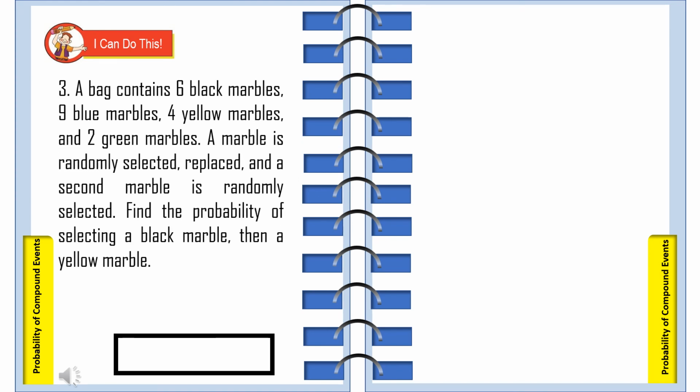Okay, for our problem number 3, a bag contains 6 black marbles, 9 blue marbles, 4 yellow marbles, and 2 green marbles. A marble is randomly selected, replaced, and a second marble is randomly selected. Find the probability of selecting a black marble, then a yellow marble. So, after daw ng black, susunod niyang kukunin is yung yellow marble. Again, a marble is randomly selected and replaced. Yun yung mga keyword natin dyan. Okay? So, kung ready na kayo, let's answer this. Timer starts now.